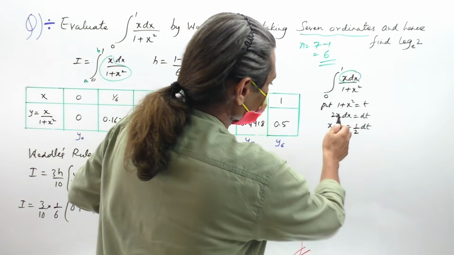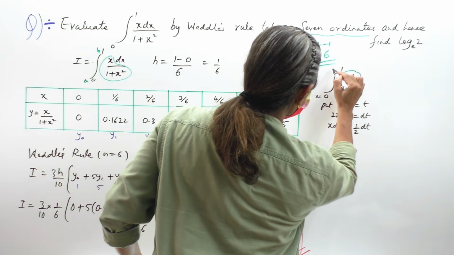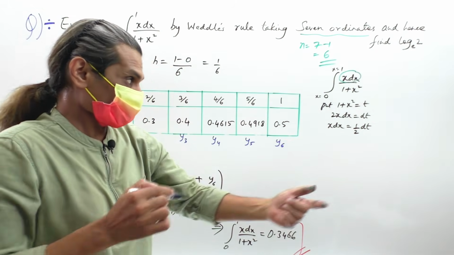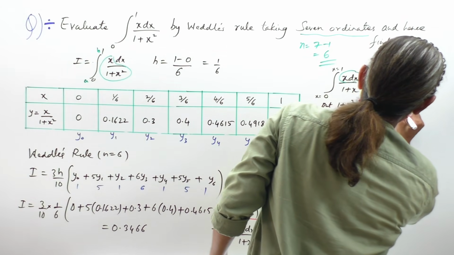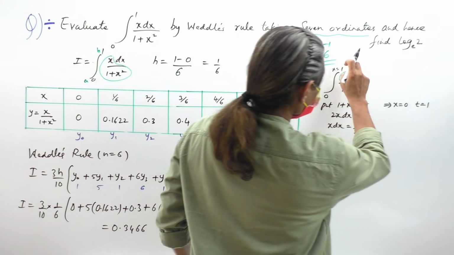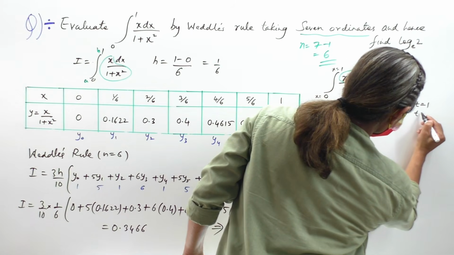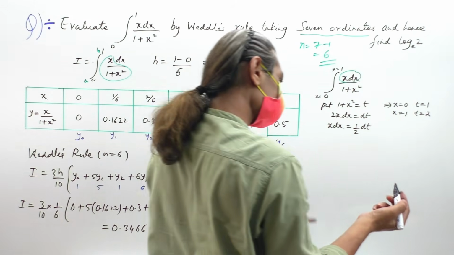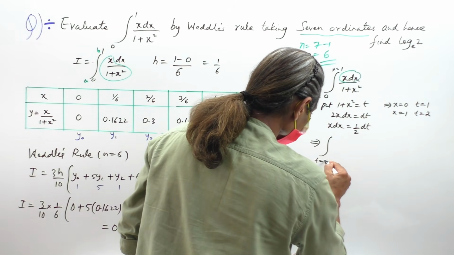Now these values are for x is equal to 0 and x is equal to 1, right? Everything now will be replaced to t. That means when I put 1 plus x square is equal to t, when x is equal to 0, t is equal to what? 1 plus 0, 1. But what's the top limit? 1. When x equals 1, what is t equal to? 1 plus 1 square, that is 1 plus 1 is 2. That's all. So we have here the changed integral as t from 1 to 2.